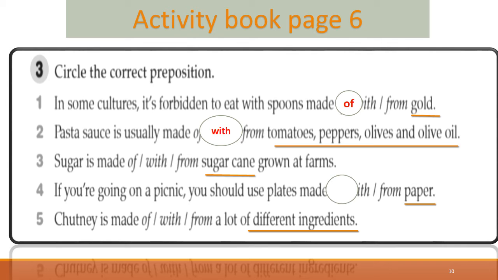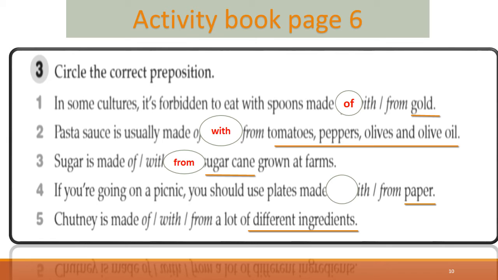Number 3, sugar is made of or with or from sugar cane grown at farms. Sugar cane, the plant of sugar cane, and we make sugar from it. So it's from. Yes. Okay, it's from, because I changed the sugar cane into sugar.